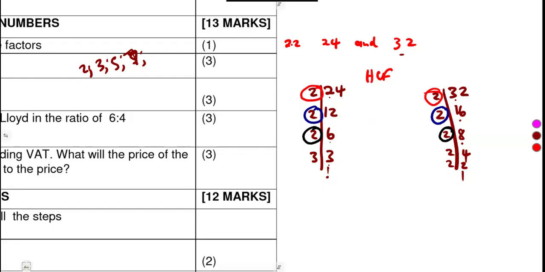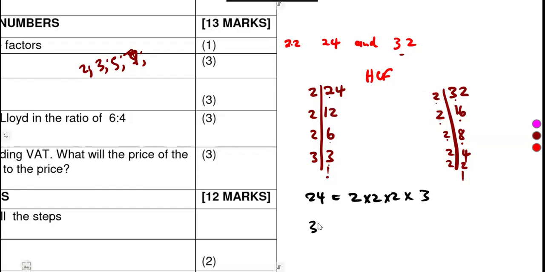What is common? Or you can have your numbers written like this. This 24 that we are seeing is same as 2 times 2 times 2 times 3. The 32 that we are seeing here is same as 2 multiplying itself 5 times, like this. 1, 2, 3, 4, 5.